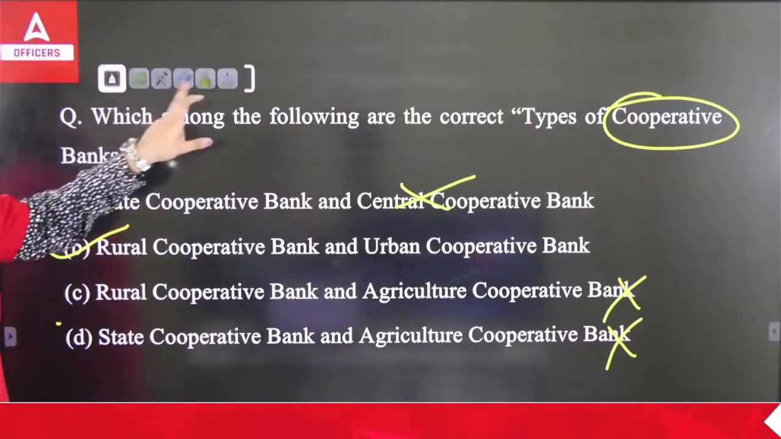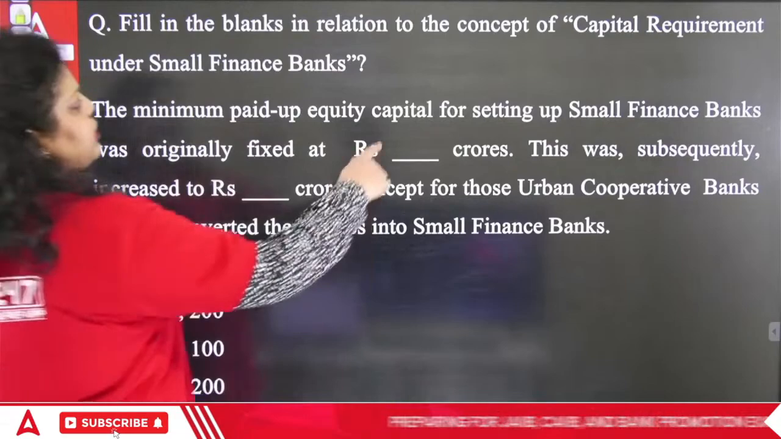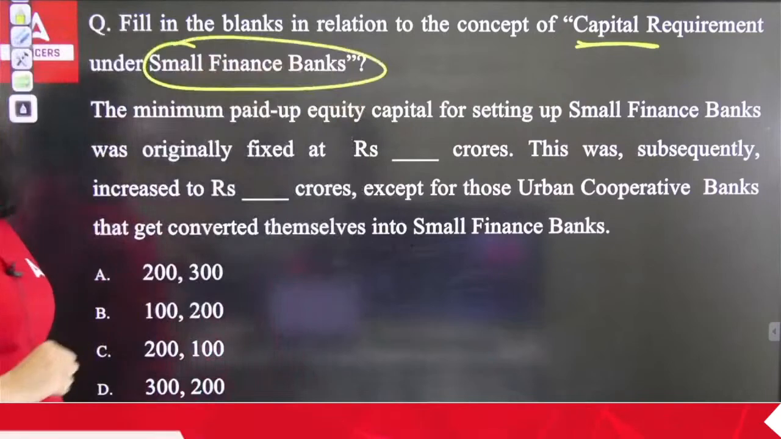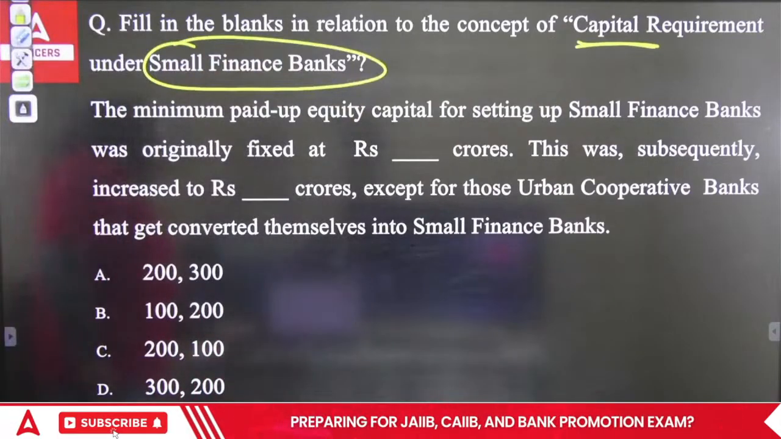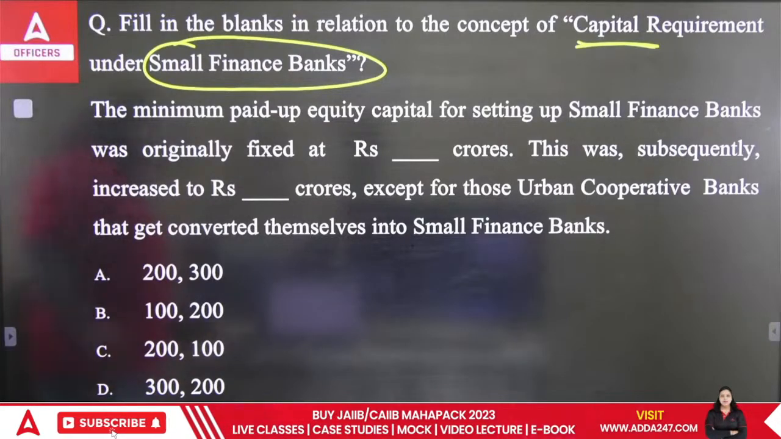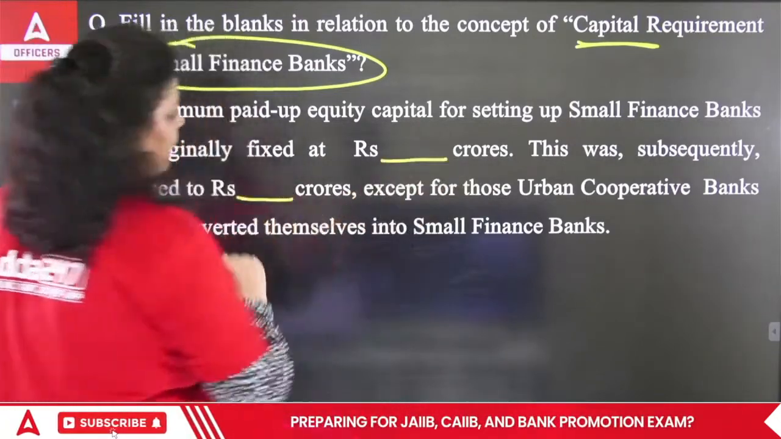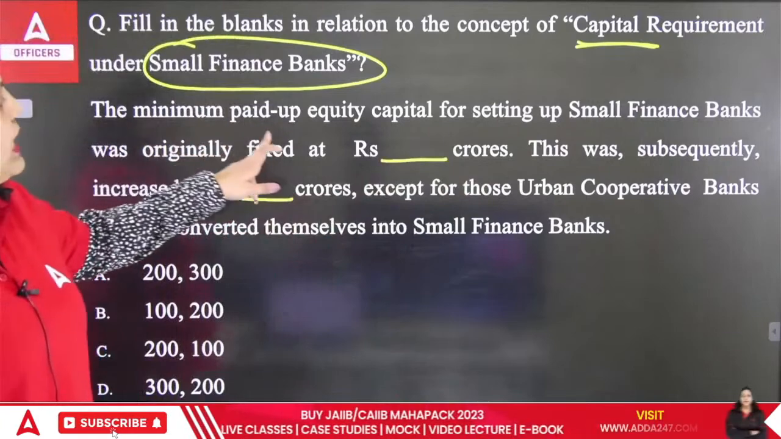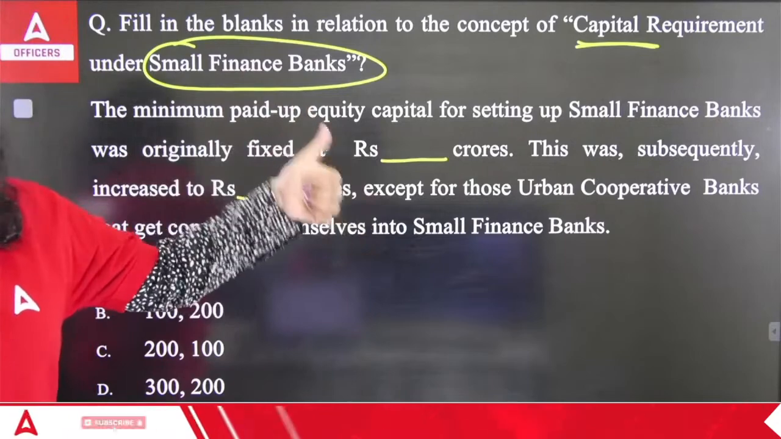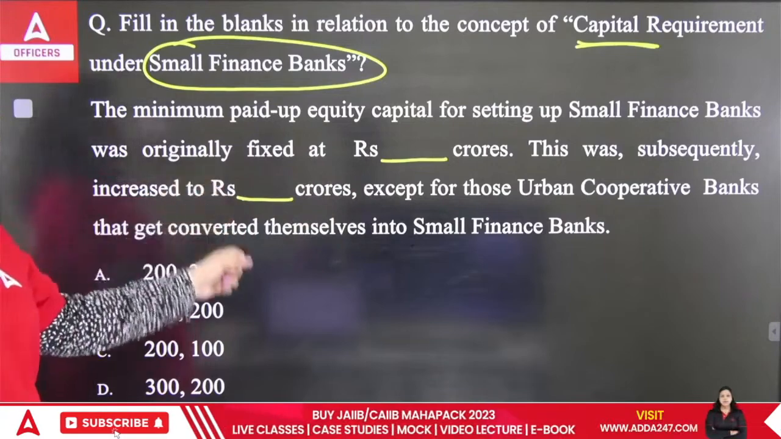Okay. Now next question. It is saying to fill in the blanks in relation to the concept of capital requirement under the small finance banks. So small finance banks have been introduced for which purpose? They were introduced for the purpose of financial inclusion. So two blanks have been given and we have to fill these two blanks. First, it is saying the minimum paid up equity capital for setting up a small finance bank was originally fixed at dash crores. This was subsequently increased to dash crores except for the urban cooperative banks that get converted themselves into small finance banks.